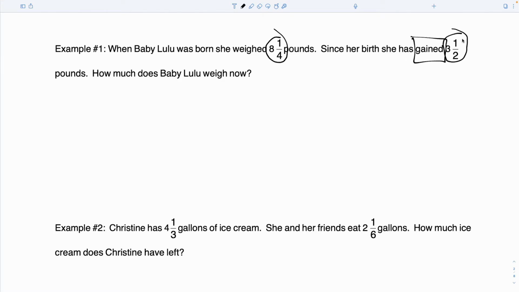Every time I see a word problem on my test, on my homework, on my notes, I'm circling numbers and boxing a keyword. Gained would mean add or subtract, silent hand. Aiden? Yeah, if you're gaining something, you're putting it on to the other one. So let's set it up.